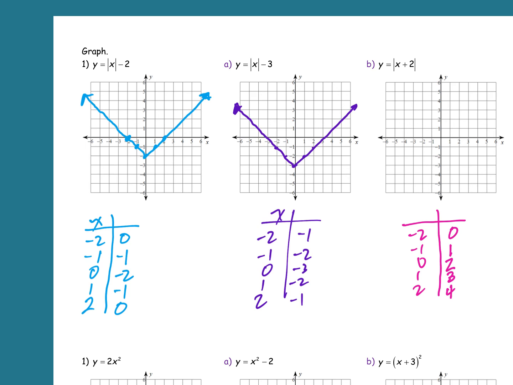Now notice I don't have a V yet. So -2, 0. -1, 1. I'm right there so far, but I don't have a V yet. So I need to choose some more values. I'm going to choose -3, because I'm pretty sure it's not going to go down. How do I know if a graph opens up or down?